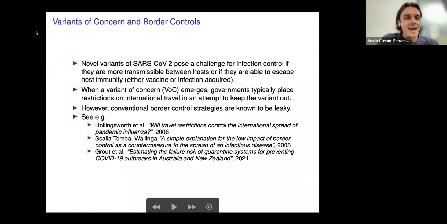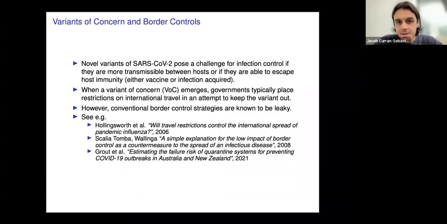Okay, there we go. As I say, we probably all know what variants of concern are. In the SARS-CoV-2 pandemic, variants of concern have been a persistent nuisance and pose a real challenge for infection control. There are two main reasons for this. They can either be more transmissible between hosts, and we saw this a lot with the Alpha and Delta strains, or they may be able to escape host immunity, and this has been more of an issue with Omicron. This immunity can be acquired either through a vaccination program or through previously having been infected with a different strain.